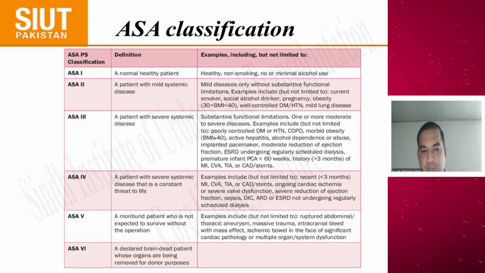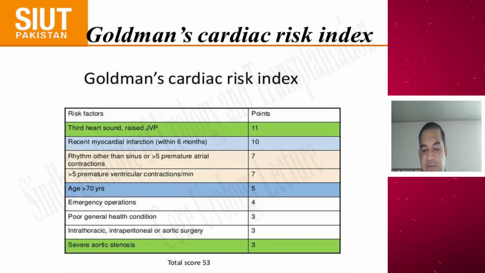ASA 5, a moribund patient who is not expected to survive without the operation. Examples include ruptured abdominal or thoracic aneurysm, massive trauma, intracranial bleed with mass effect, or ischemic bowel in the face of significant cardiac pathology or multiple organ or system dysfunction. ASA 6, a declared brain-dead patient whose organs are being removed for donor purposes.